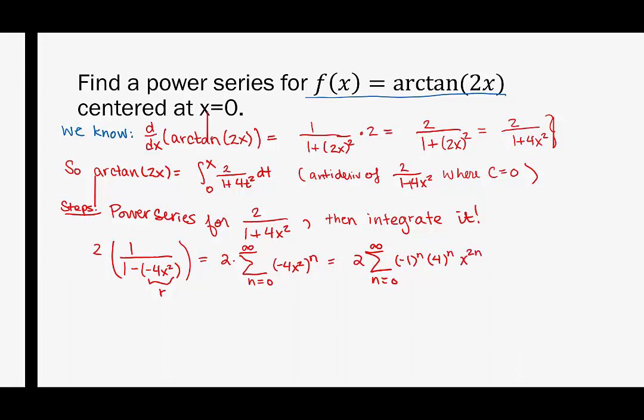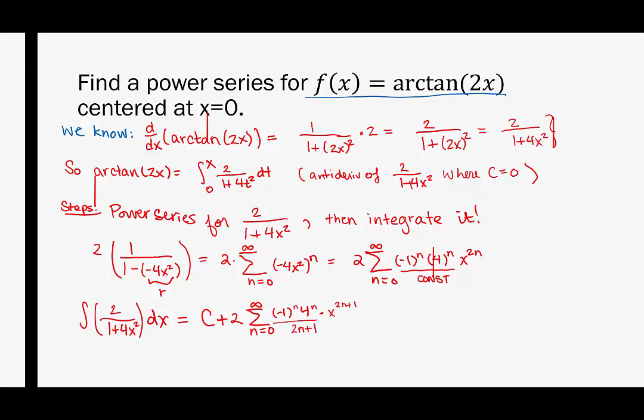So I distributed the part that was not related to x out, and the reason I did that is that when I integrate, this portion is a constant in terms of the integration. So let's find the integral of 2 over 1 plus 4x squared dx. That's going to be c plus 2 times the sum, n equals 0 to infinity, of negative 1 to the n times 4 to the n, times the exponent's going to go up to 2n plus 1, and then we'll divide by 2n plus 1.